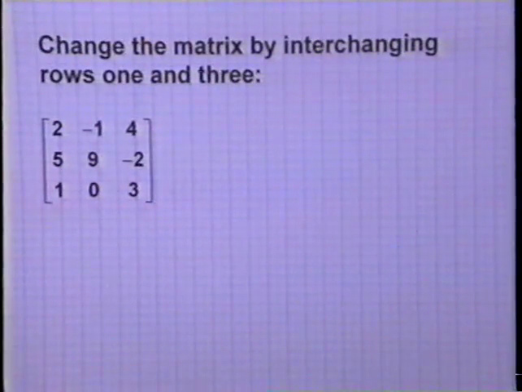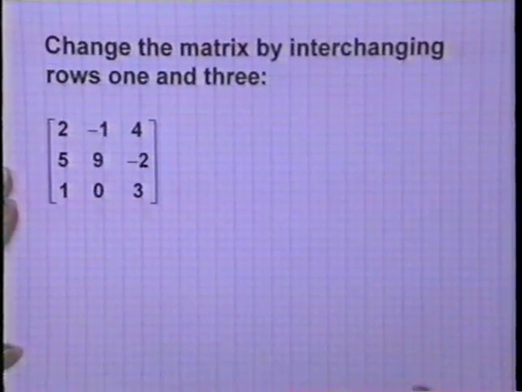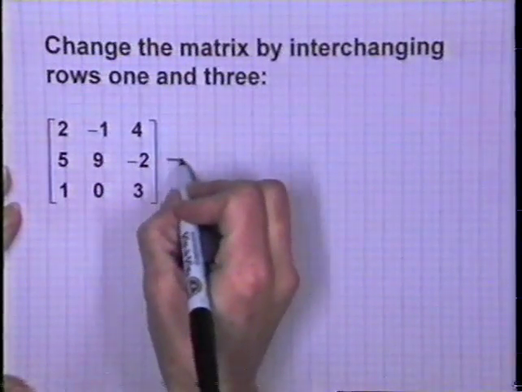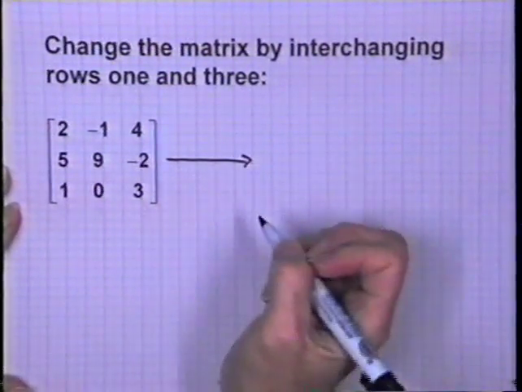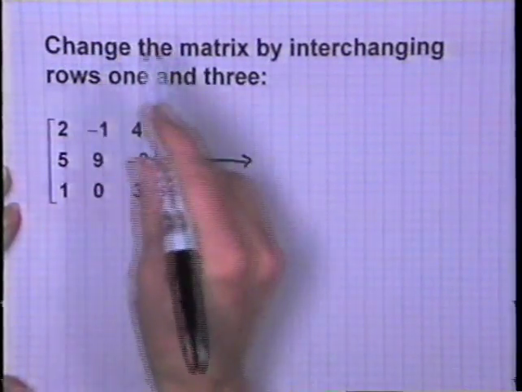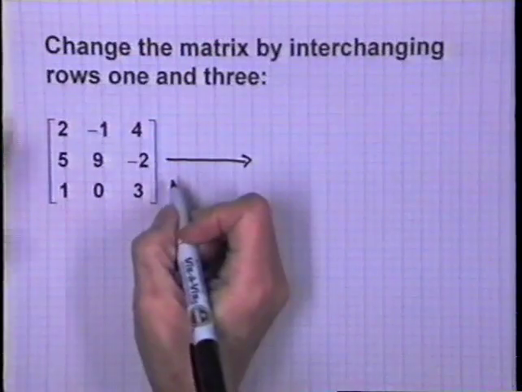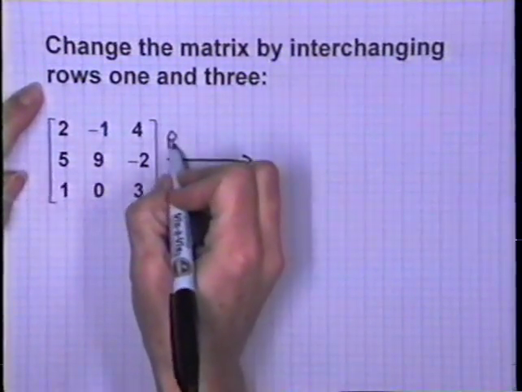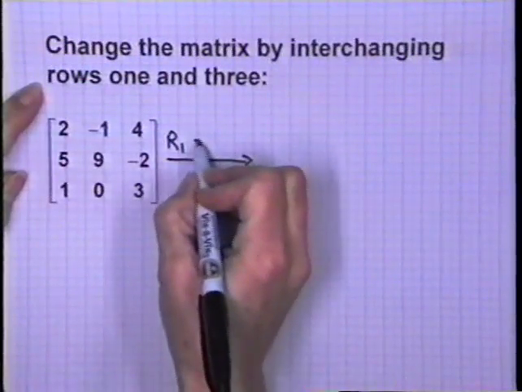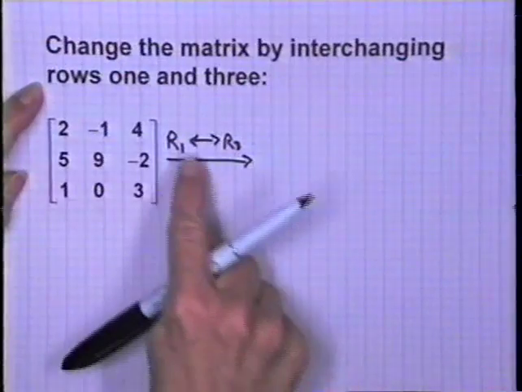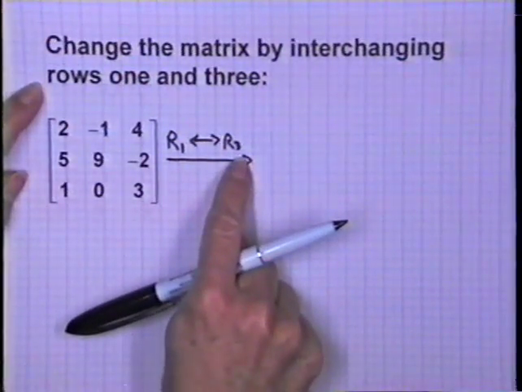This is telling us to change the matrix by interchanging rows 1 and 3. Now what I'm going to do is just draw an arrow. I don't put an equal sign because these matrices are not equal. We're changing the matrix, notice. We're going to change it by interchanging rows 1 and 3. So I'm going to write row sub 1, and then that double arrow, row sub 3. Row 1 and 3 are going to change places.